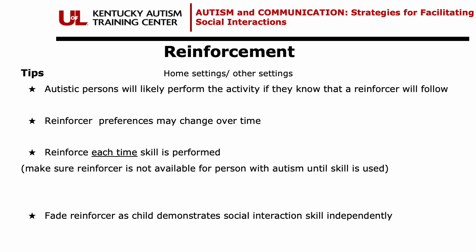Here are some tips on using reinforcement to increase social communication skills. Autistic persons will likely perform the activity if they know that a reinforcer will follow. Just like our preferences for desired objects or activities change over time, this happens as well with reinforcers. The reinforcer may need to be changed as the child's preferences change. Reinforcement each time the skill is performed is needed. Make sure the reinforcer is not available for the person with autism until the skill is used. And then fade reinforcers as a child demonstrates social interaction skills independently.